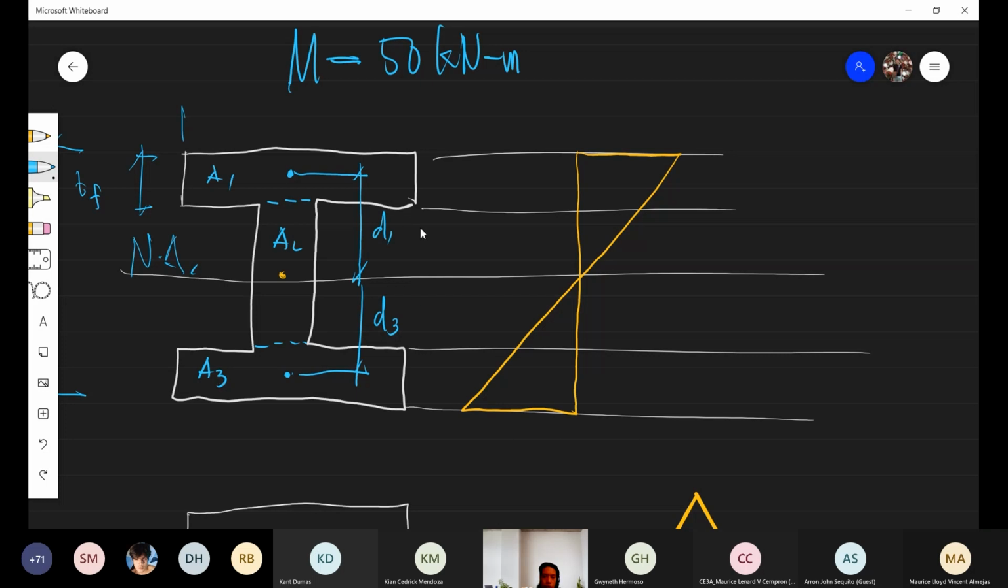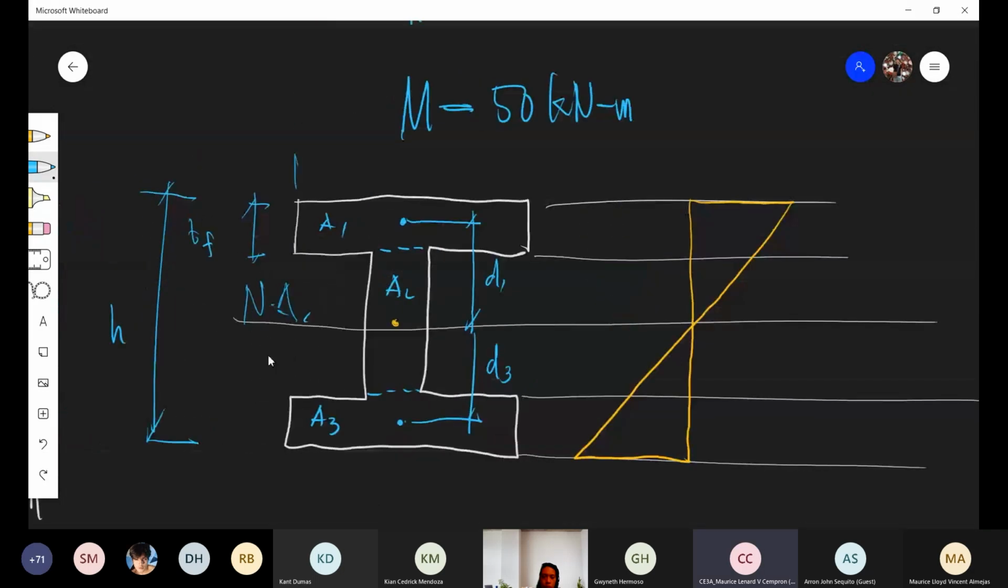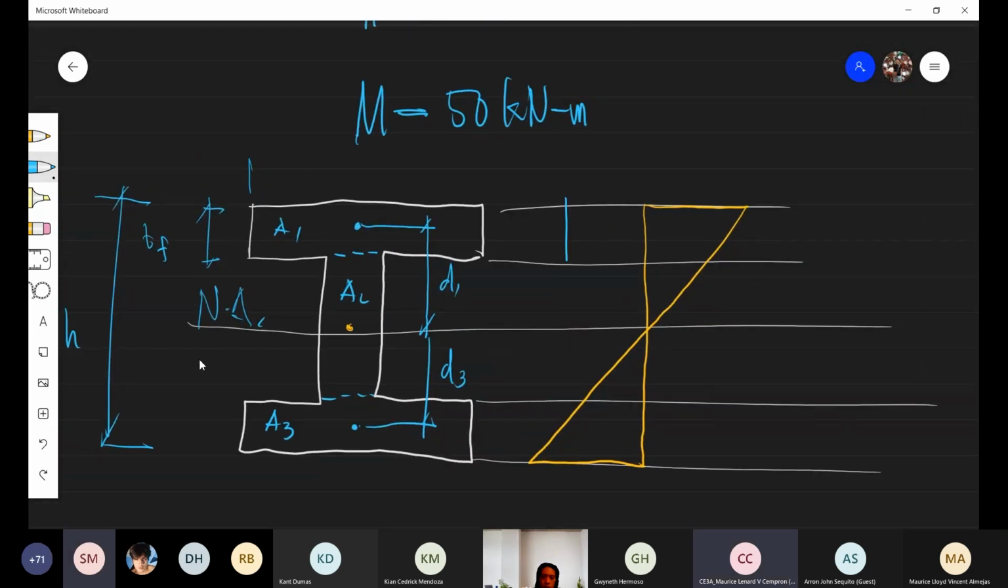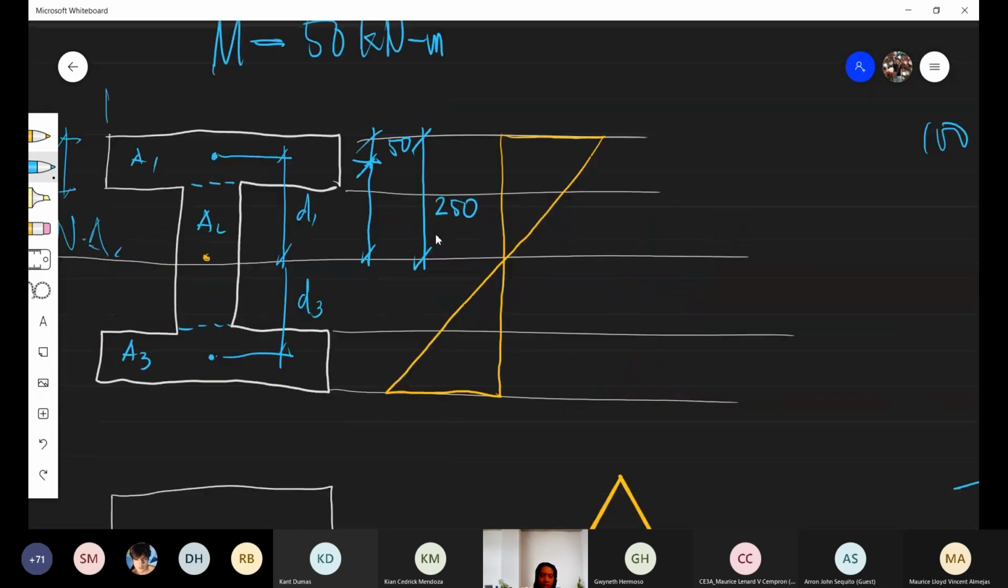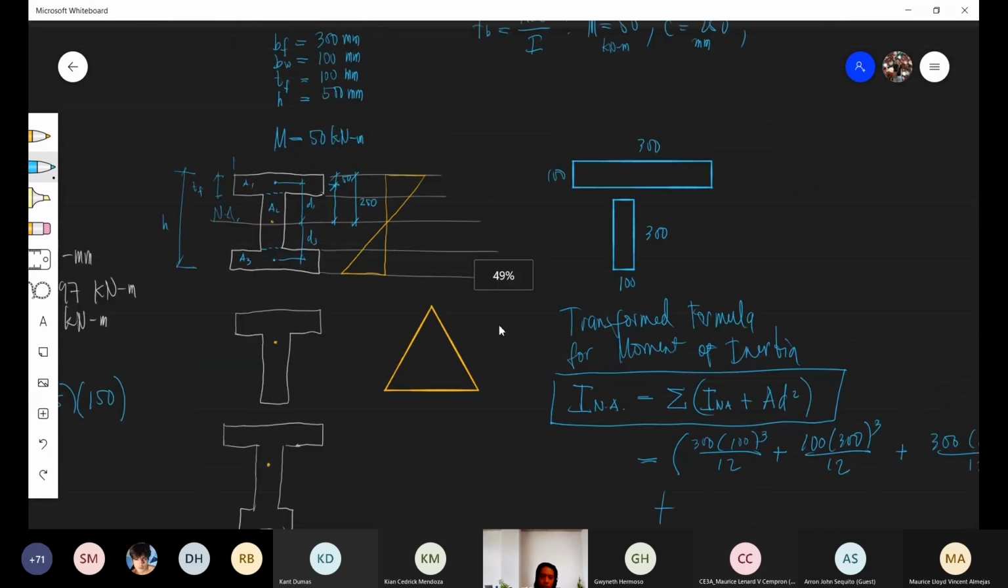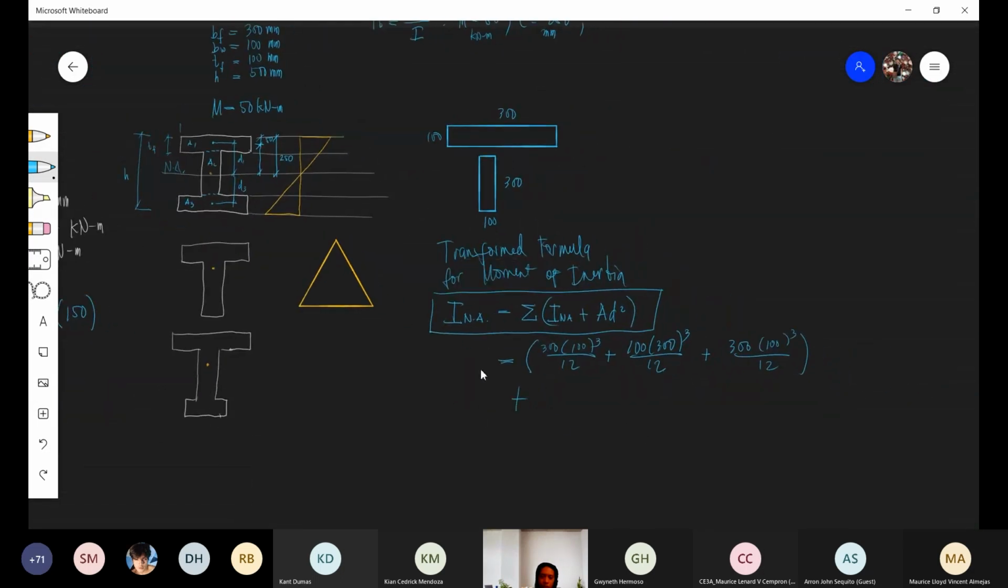Pero ito niya, let's solve for the value of D1. 200 po, sir. 200 ba? What's the overall depth again? 500. What is this distance? 250. Yes, sir. How about this one? 50. Di ba? Kay 100 man ang thickness of the flange, katunga ito, 50. So, makukuha na nato. And that is 250 minus 50, that's 200, right? Masayon nila kung may presence of mind.